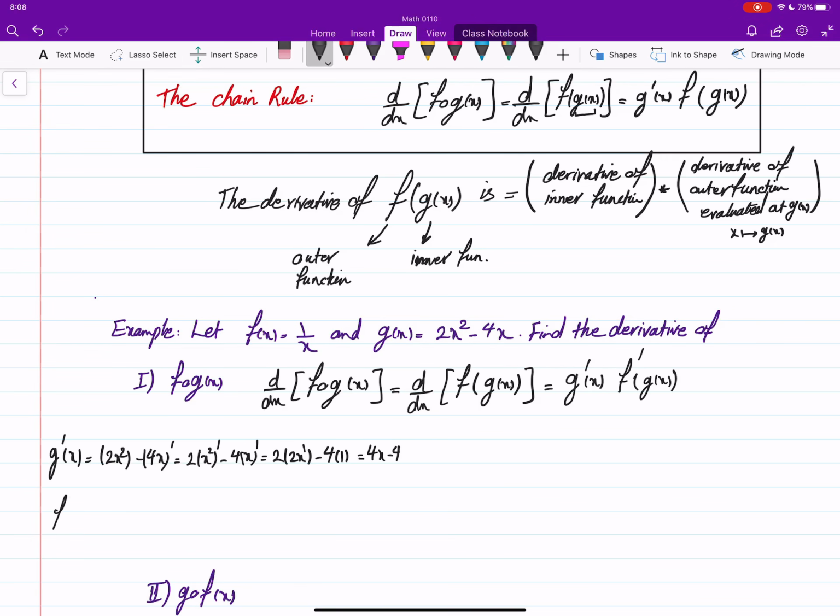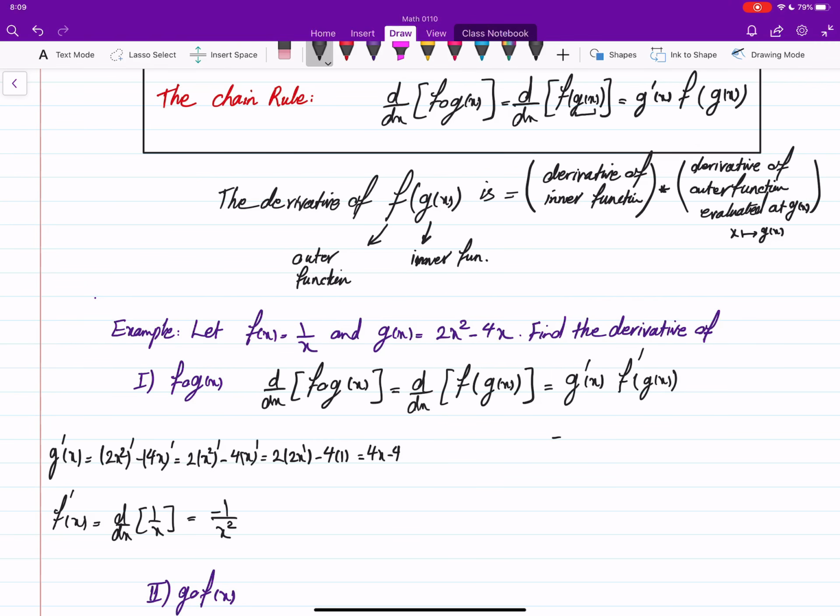How about f prime? f prime at x is the derivative of 1 over x. Well, you can use the power rule: 1 over x is x to the power negative 1. Or as I mentioned from the beginning, this is negative 1 over x squared. Okay, we have all the pieces.